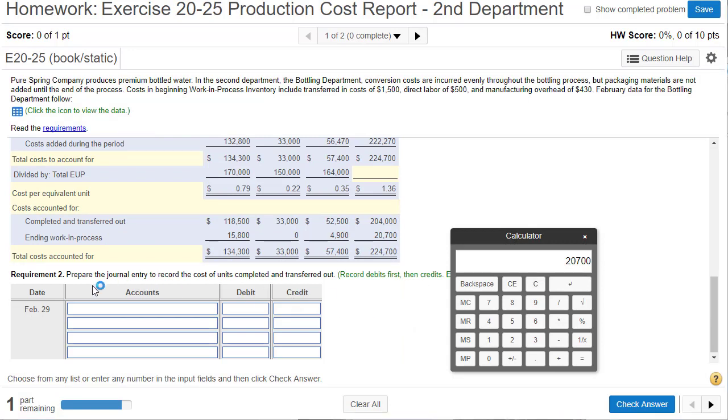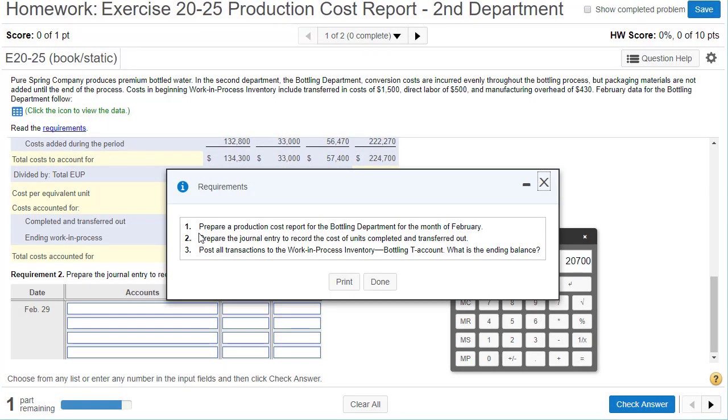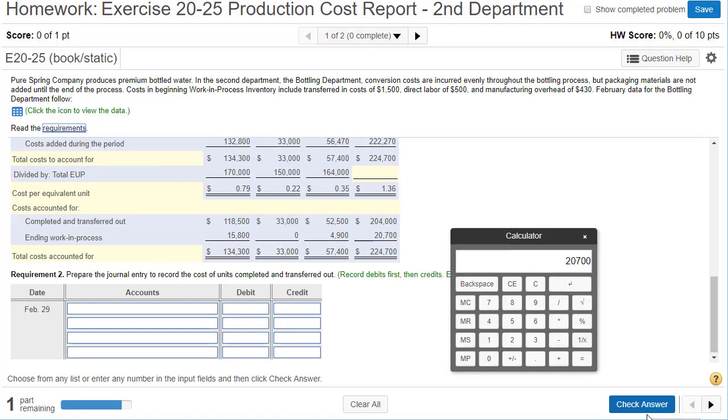Then in the last video, we will do the last two requirements, which is to prepare the journal entry to record the cost of units completed and transferred out, and then we're going to post to the work in process inventory account for the bottling account. So come back for that.